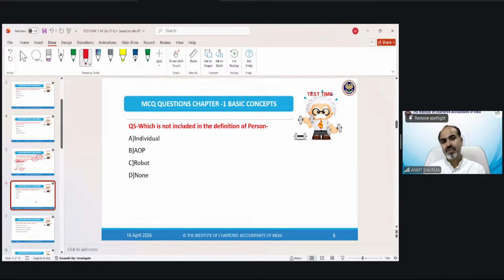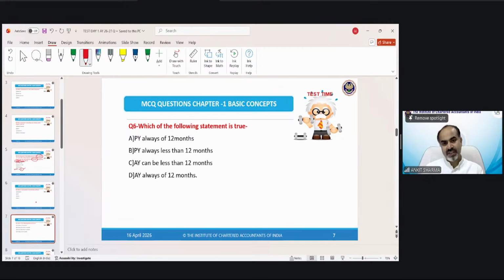Now, this is interesting: which is not included in the definition of person? Out of these 4, which is not included in the definition of person? Gayatri is saying D, Akila is saying C. As we have discussed, you cannot escape from the definition of person. So even if a robot or AI is running your business, that is going to be part of artificial juridical person. So you cannot escape from the definition of person anyhow. So that is going to be included in AJP. So the correct answer would be option number D.